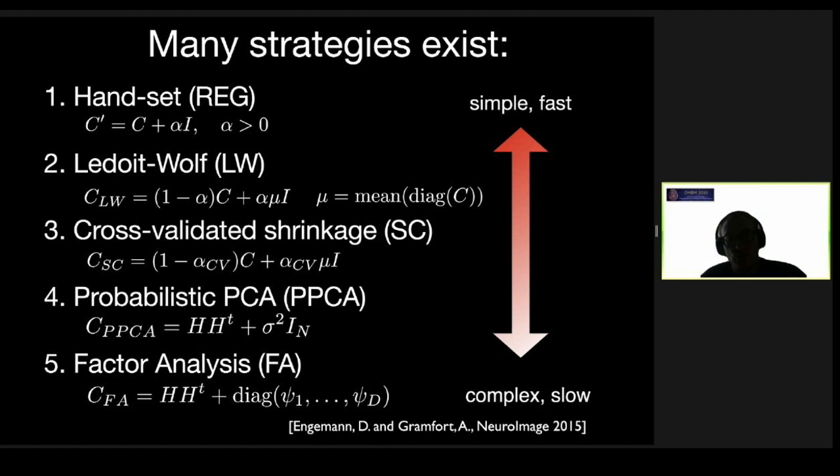You can also try to use a probabilistic approach like probabilistic PCA, that assumes that every sensor is corrupted by the same noise level. So PCA would be the same noise level across sensors plus a low rank structure, HH transpose, or factor analysis, which will also assume a low rank structure, H and H transpose, plus different noise levels between all sensors.